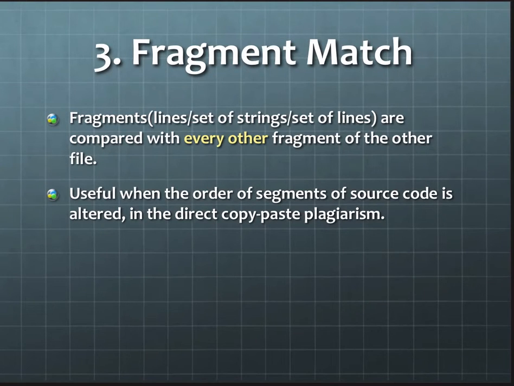The third level of detection is fragment matching. This is particularly useful when the order of the segments of source code is altered. Here, we take fragments of code and then compare it with every other fragment of the other file. Fragments can be lines or sets of strings or even sets of lines.